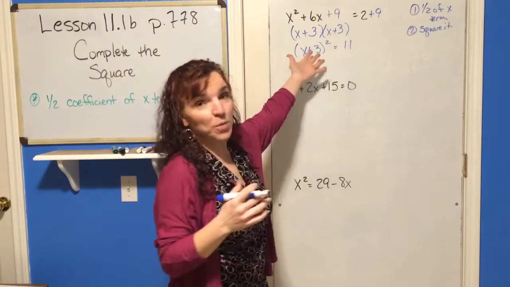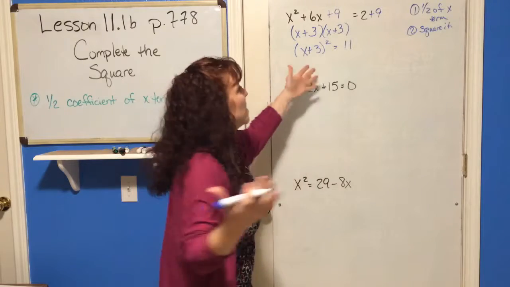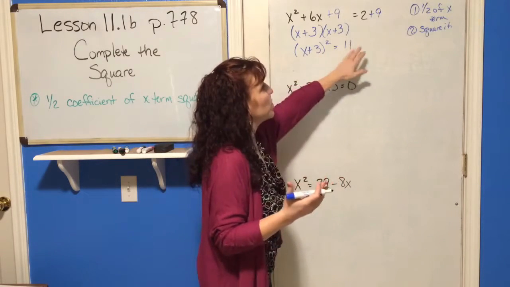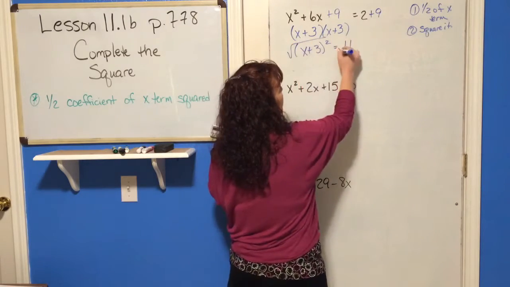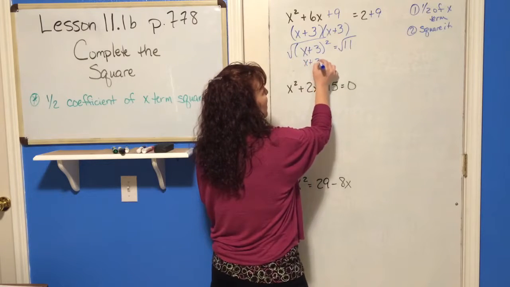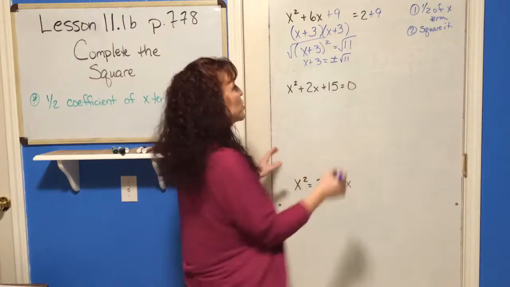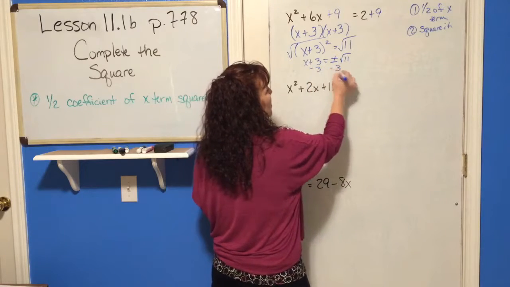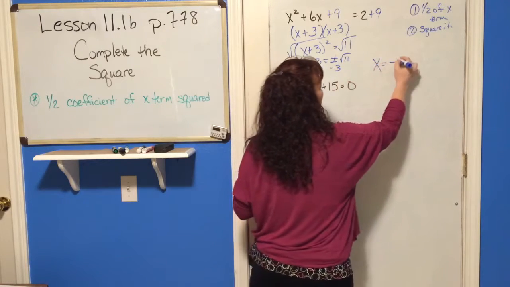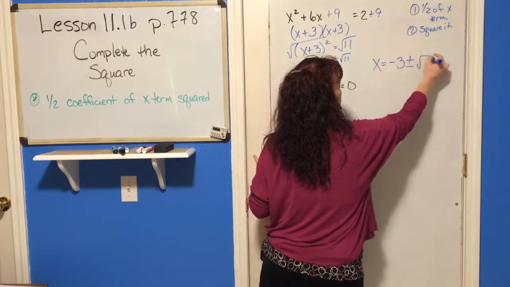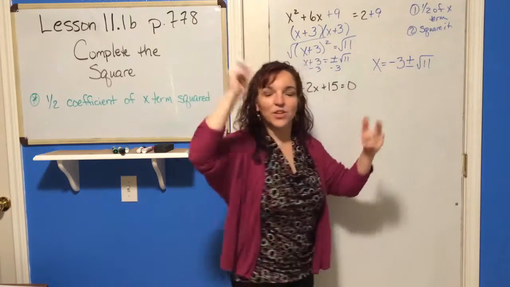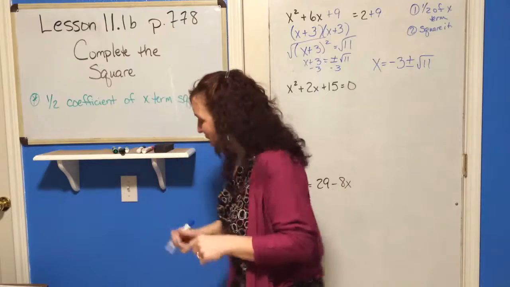Now this looks like a problem that we solved in the last lesson. You've got a squared term equals something, so just take the square root of it. So x plus 3 equals, don't forget, plus or minus the square root of 11. And now we just subtract 3. So x equals negative 3 plus or minus the square root of 11. Ta-da! There, you're done.